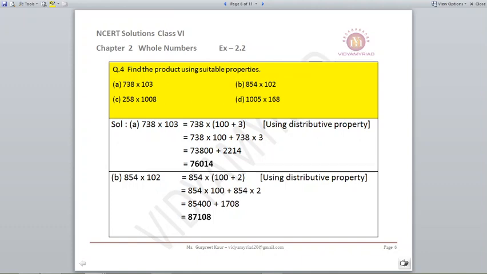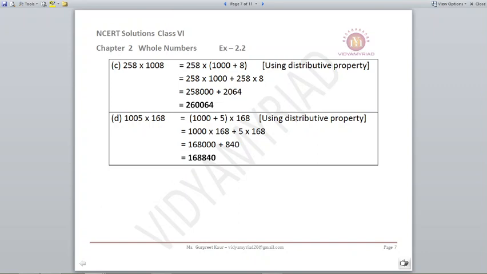B part, 854 into 102. So break your 102 and make it in hundreds. So it becomes 100 plus 2. Open the bracket, it will be 854 into 100 plus 854 into 2. What will be the first part? 85400. I don't have to calculate. I have to just multiply 854 with 2, which will give me 1708, and add it. You get your final answer as 87108.